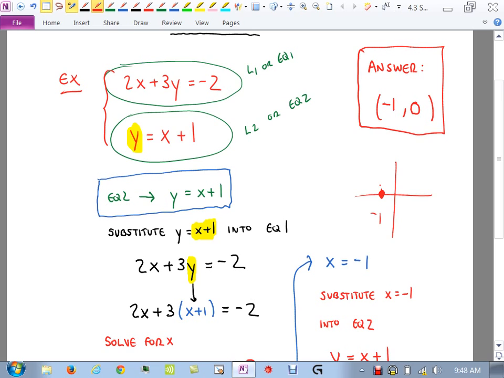Okay, let's try another one. That one was a little too easy because that equation was already solved for y, wasn't it? So it made it a little bit easier, too easy for us. So let's try this example. X plus y equals 3, -2x plus 3y equals 9.